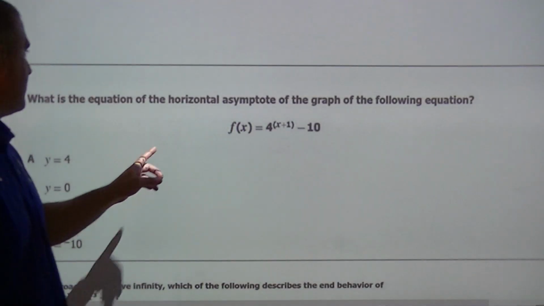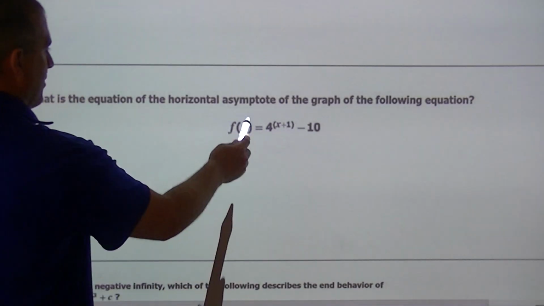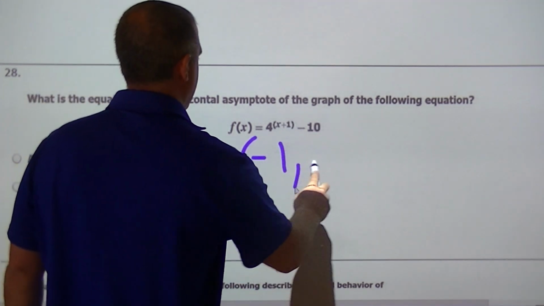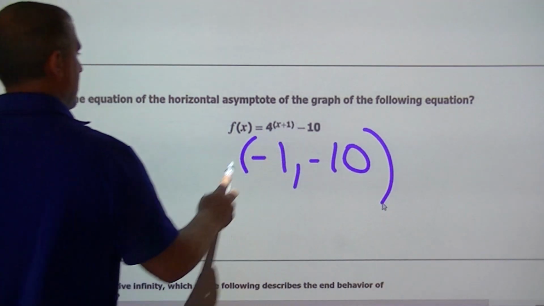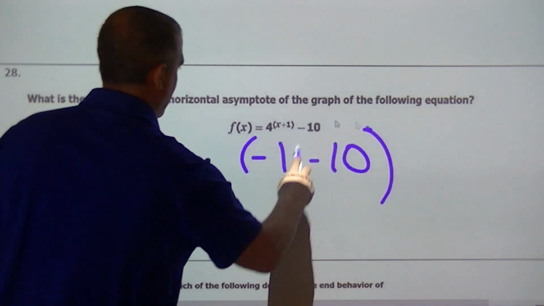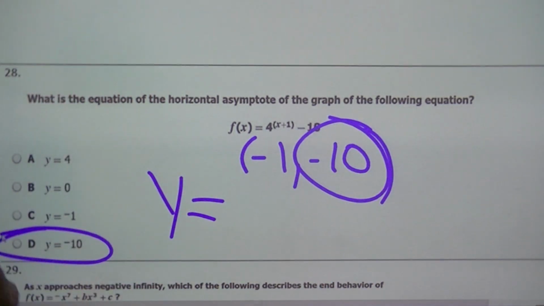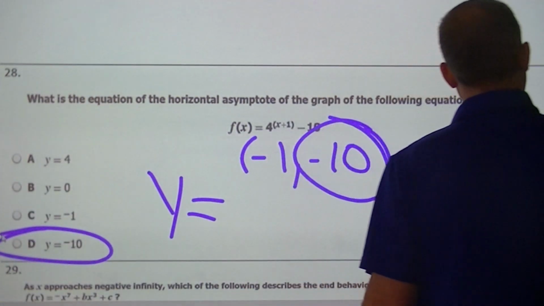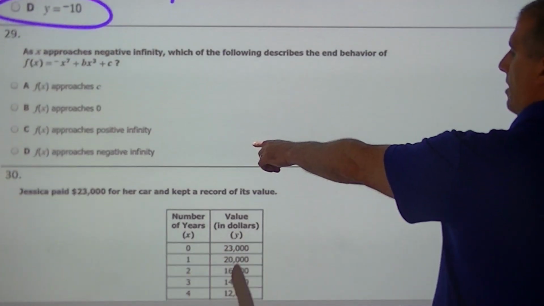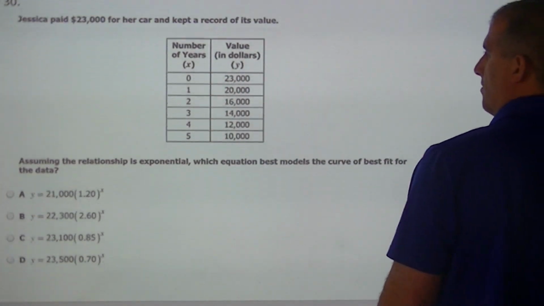Okay, 28, the horizontal asymptote. Well, the idea here is my anchor point is -1, -10. And since it's an exponential, it will be a y equals. So that's going to be y equals -10. Okay, this is an end behavior question. We're going to do that on the second go.